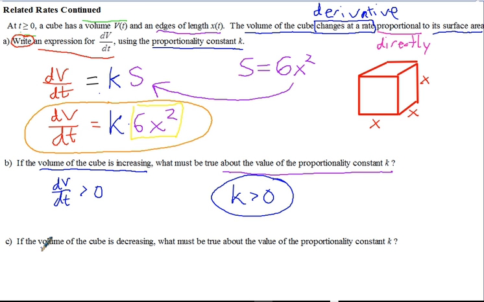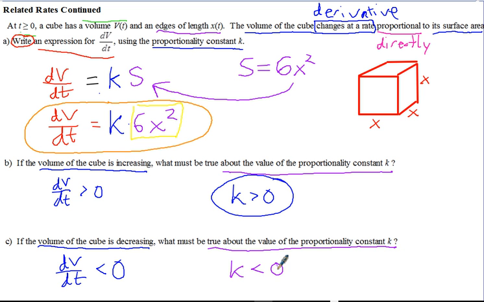Similarly, if the volume of the cube is decreasing, that's essentially saying that dV/dt is negative or less than 0. What must be true about the value of the proportionality constant k? The only way dV/dt is going to be negative is if k, the proportionality constant, is negative as well, less than 0.